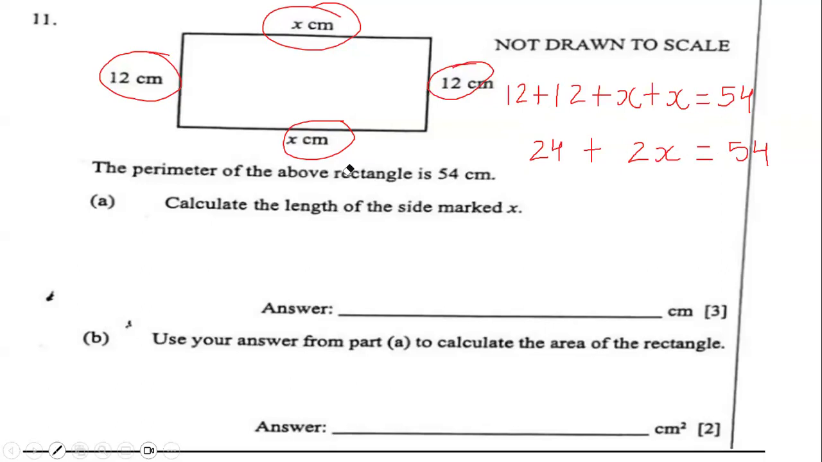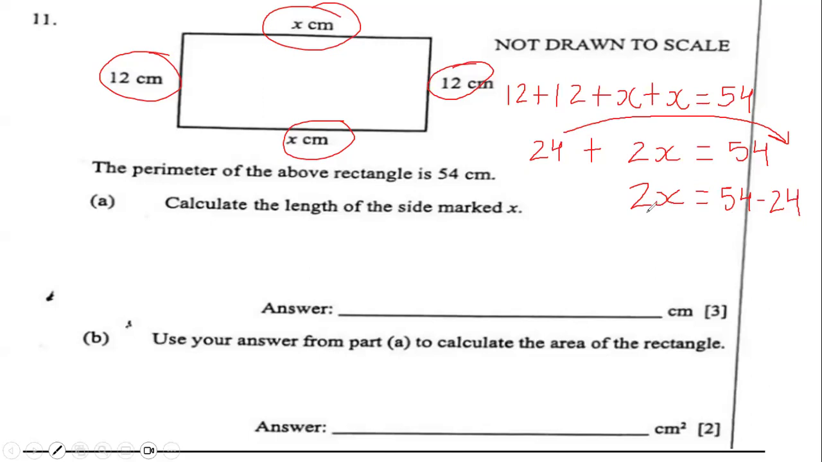Now what we need to do is send the 24 over the equal sign, because they want us to find the value of x. And once we send the 24 over, what does it become? Positive 24 or negative 24? Negative 24. So it's going to be equal to 54 minus what? 54 minus 24.